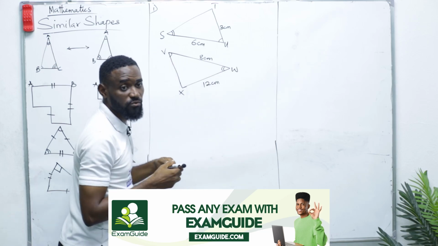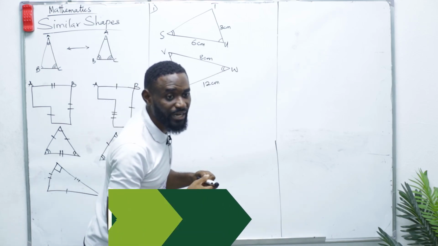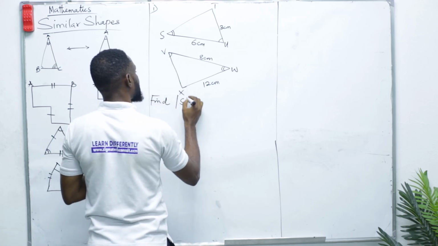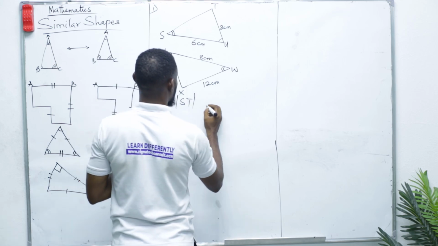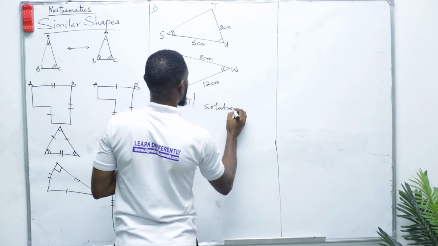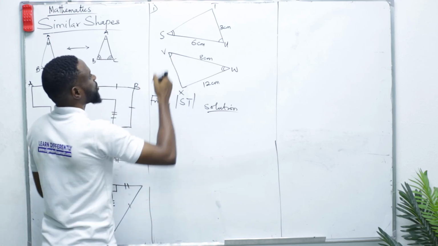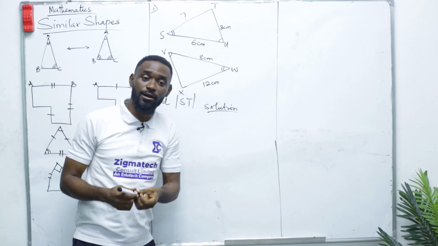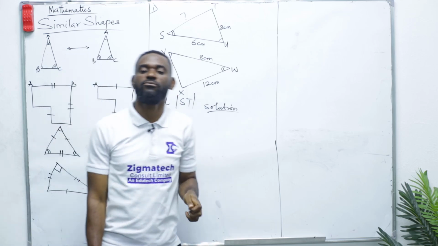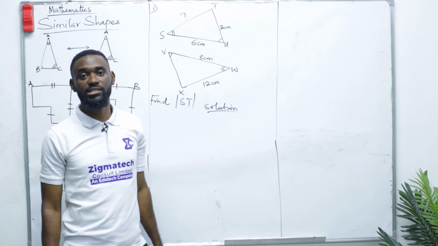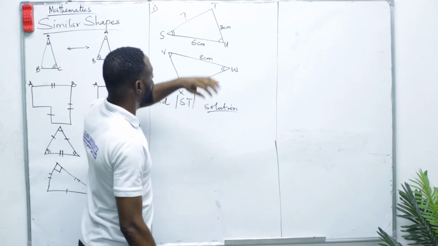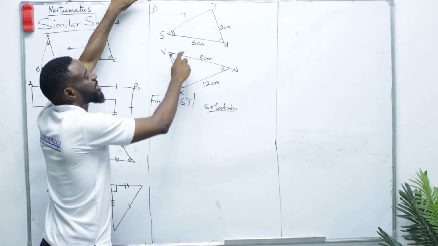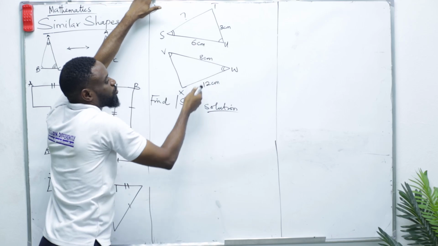Now the question is that we should calculate ST. Find ST. That's what they're asking us to find. Solution. ST. So they're asking us to find this side, right? To find this side, we must apply our knowledge of ratio and proportion. Do you understand the point? So we're going to take the ratio of the side that corresponds to ST to the ratio of any other side that we think corresponds to it here.